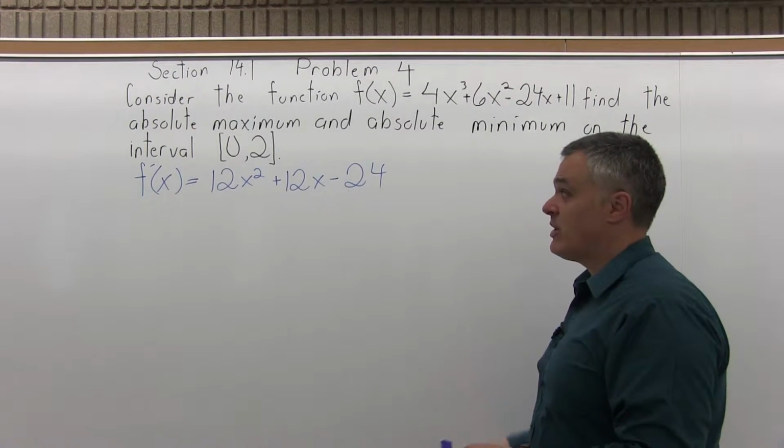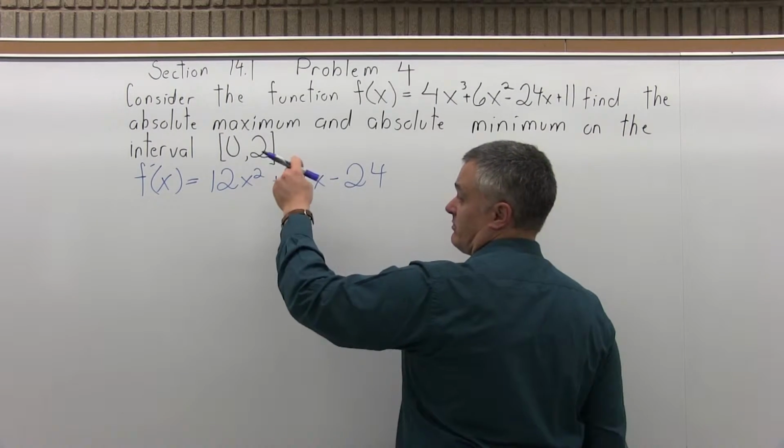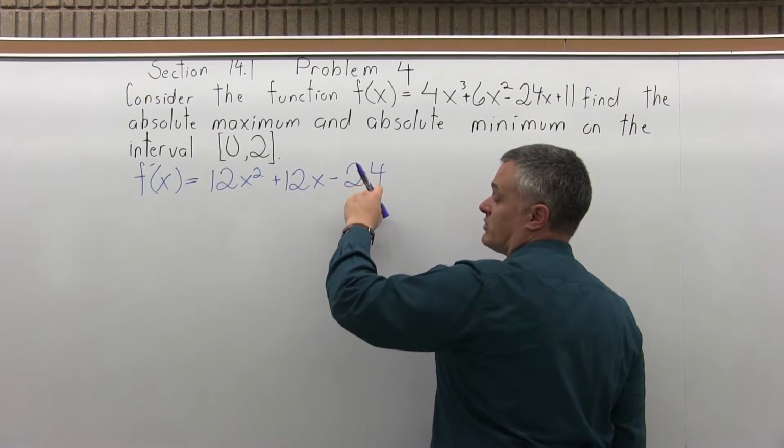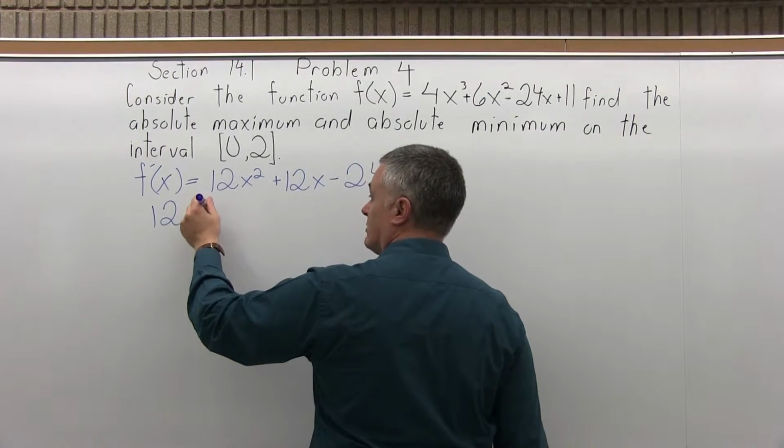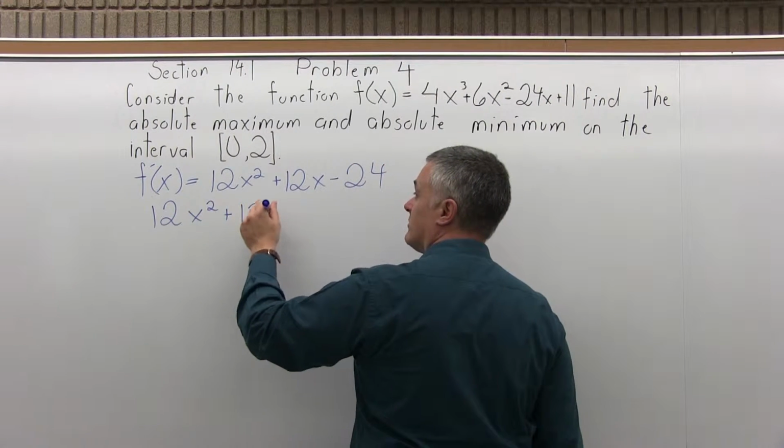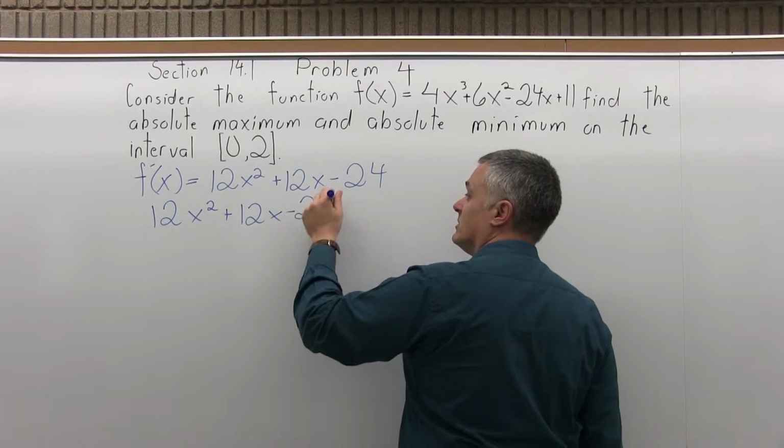So that's the answer to step 1. F prime of x is 12x squared plus 12x to the first minus 24. Step 2 is set that answer equal to 0. So 12x squared plus 12x to the first minus 24 equals 0.